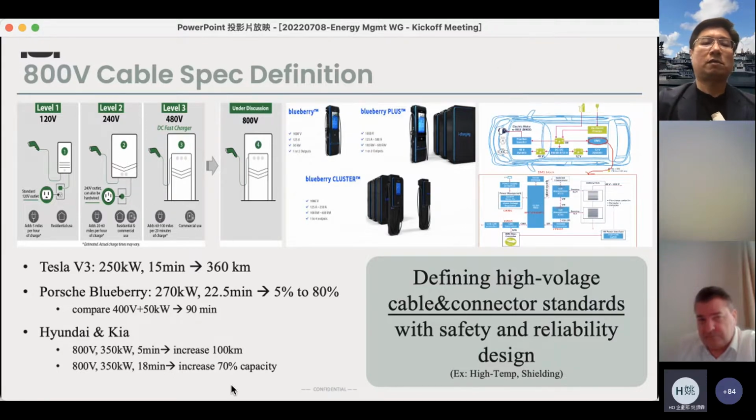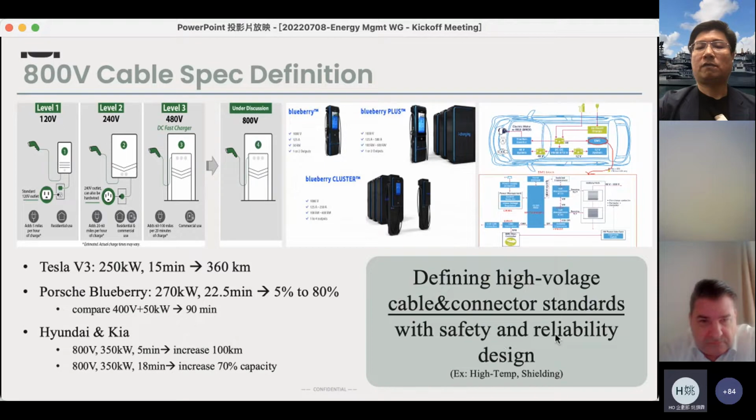The left side down here shows the performance of why OEM tier ones want to use high voltage chargers: you double the voltage, double the watt, but the performance gets much better than double. So that's why they are aiming at higher voltage usage in the cable and in the vehicle as well. In this topic, we are going to define high voltage cable and connector standards.